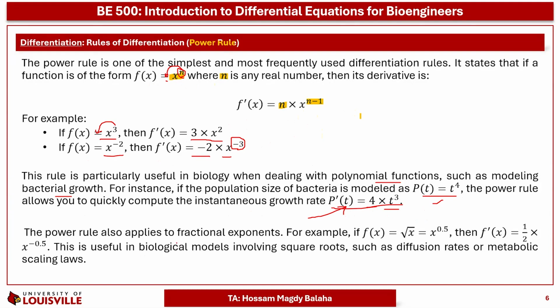It also applies to fractional exponents such as the square root of x, which is x to the power of 0.5. Then to get the derivative, as we mentioned, take 0.5 here, which is 1 over 2 or 0.5, multiplied by x to the power of 0.5 minus 1, which will be negative 0.5. So with any real number, you can get the derivative.